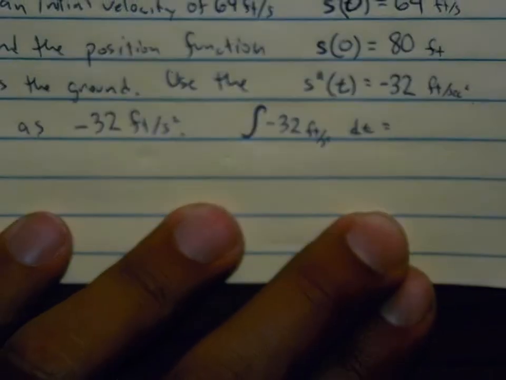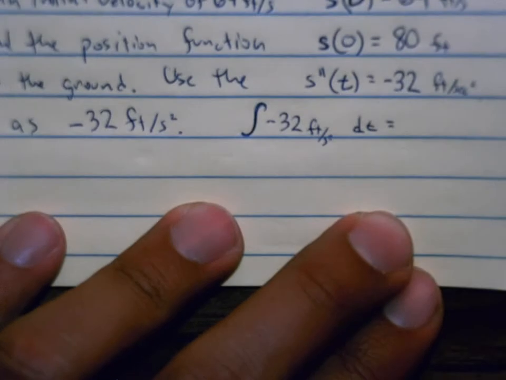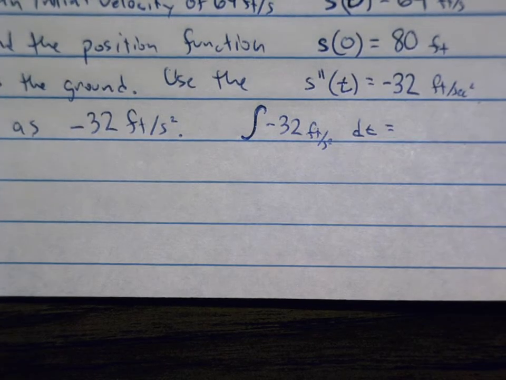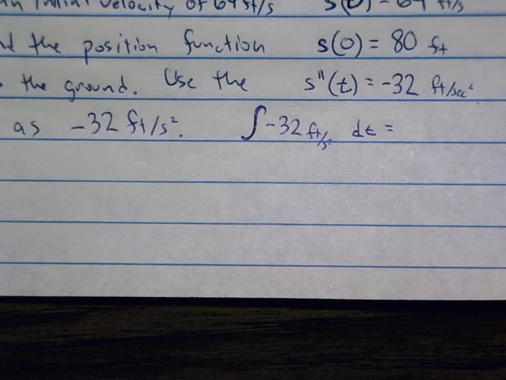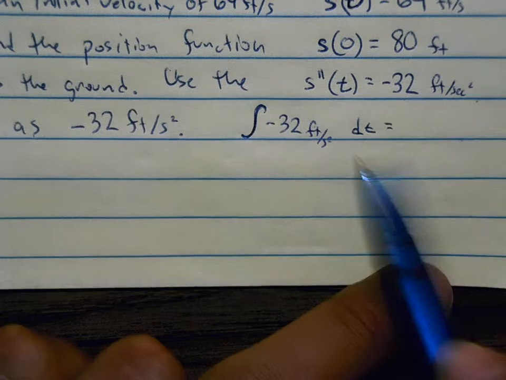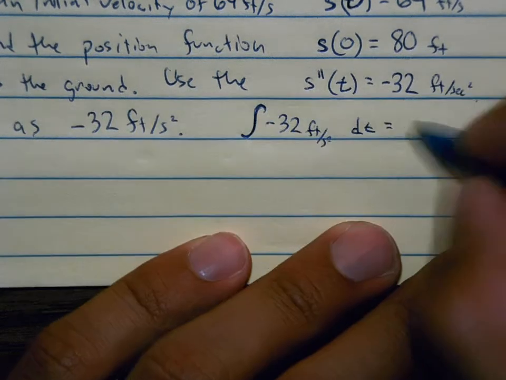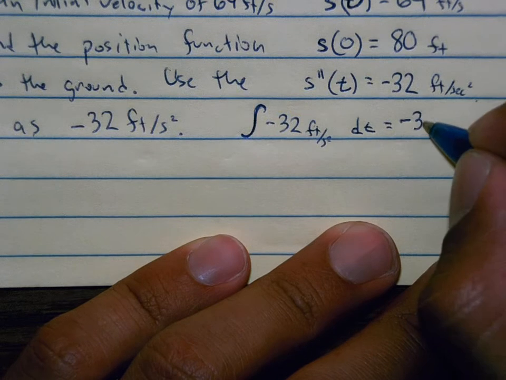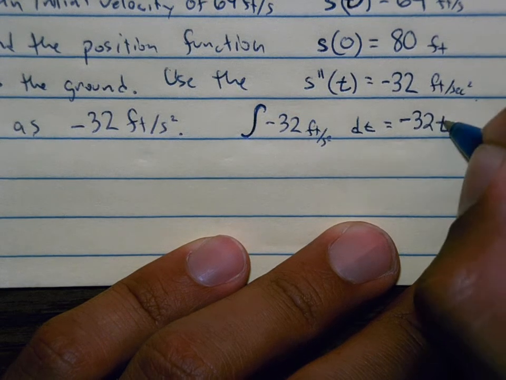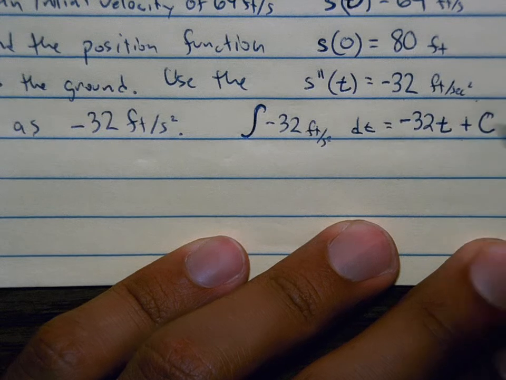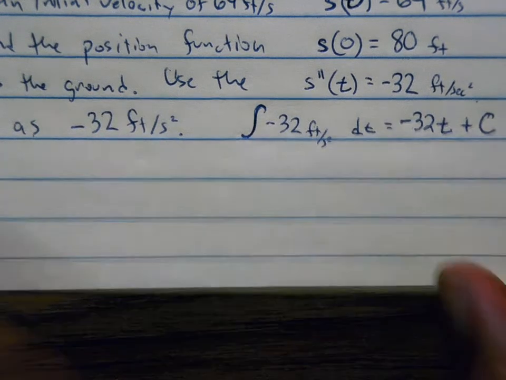What's the integral of a constant? C. It's not 0. What variable, Clark? With respect to what? So our integral should be negative 32t plus c. Let's think about this.